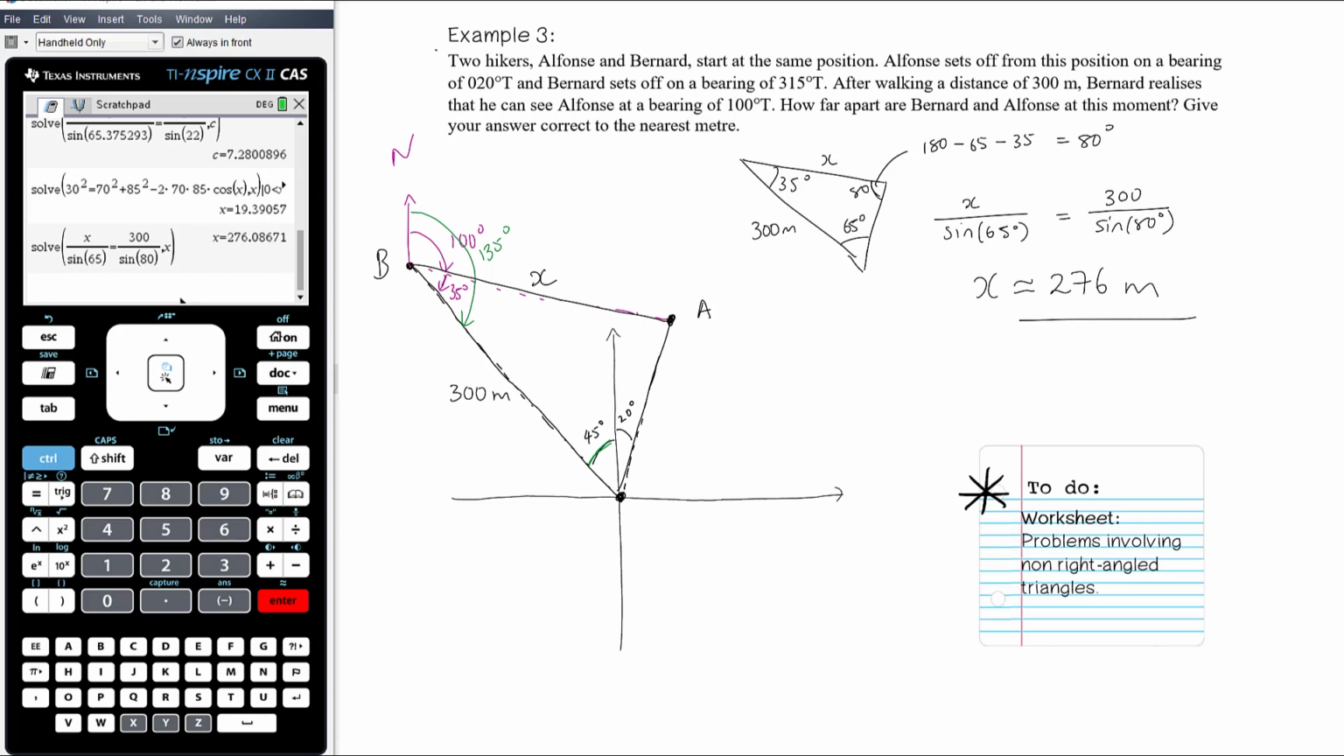276 metres. Okay, so today's work is from a worksheet, a mixture of worded problems and just basic triangles like you saw in the first example, but where you need to make those decisions about whether sine or cosine rule is going to be better here. Again, can I remind you, if there are any right-angled triangles in the problem, we're not using sine rule or cosine rule, you're going to use SOH-CAH-TOA.